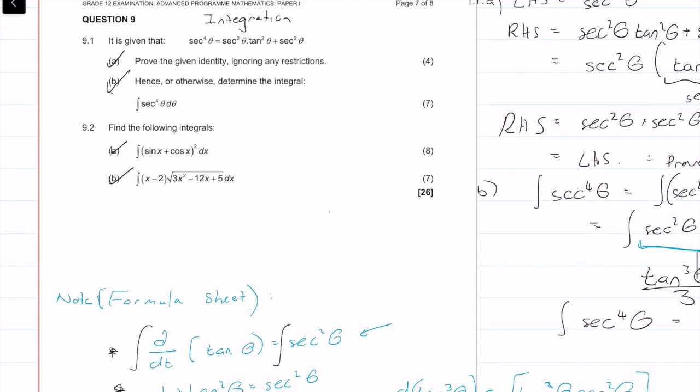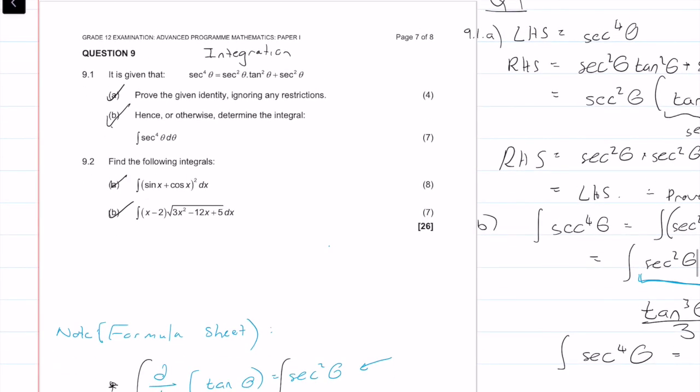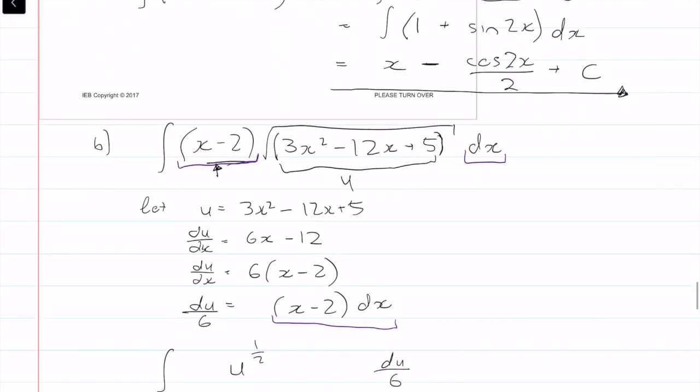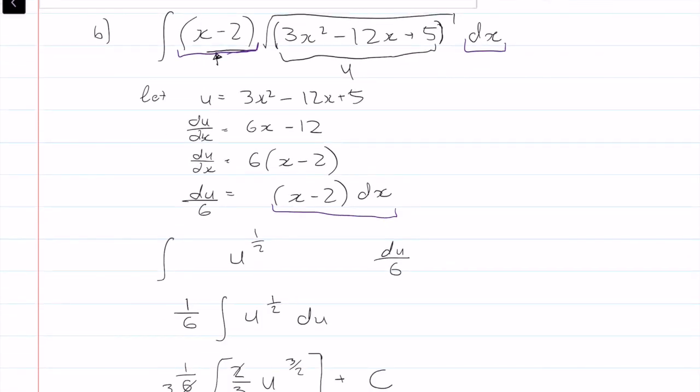So lots of marks there, a little bit of thinking here and there, especially with the trig substitutions and identities and the identification of this u substitution. I hope you guys found this useful, and thanks for watching, guys.